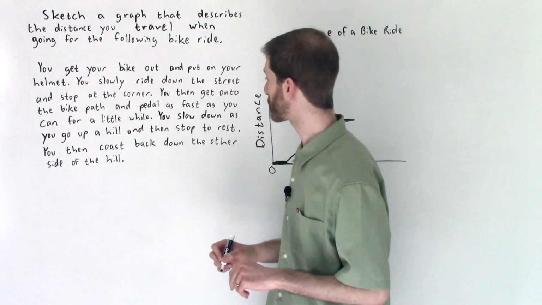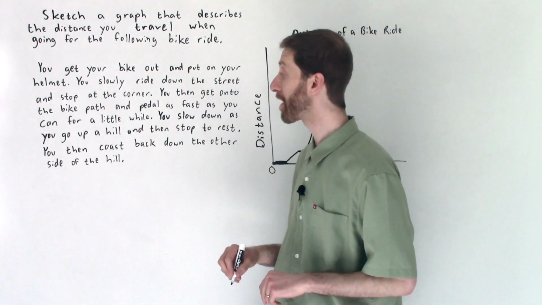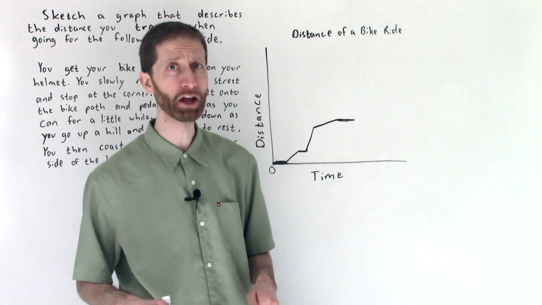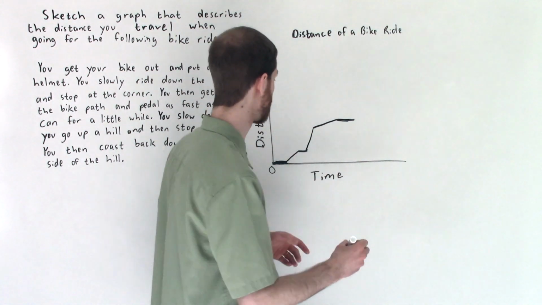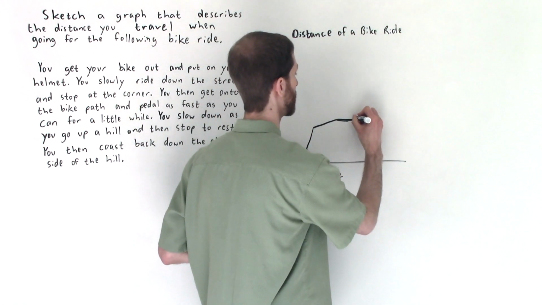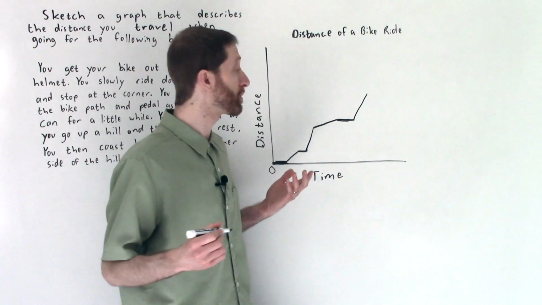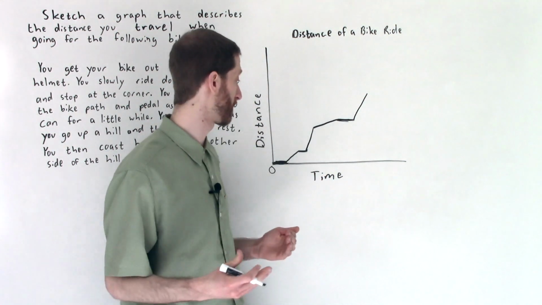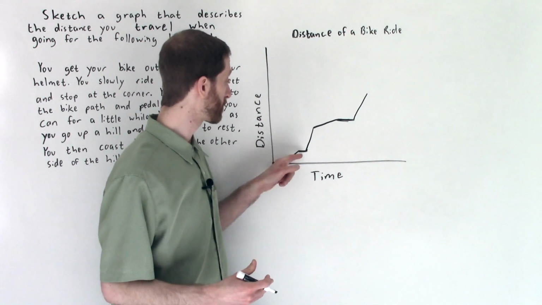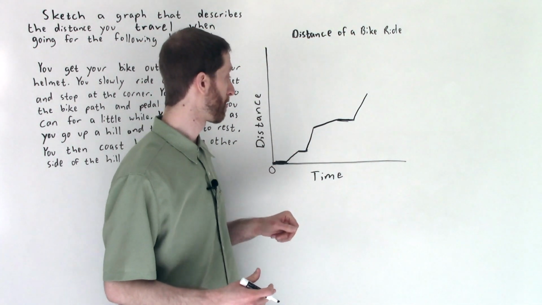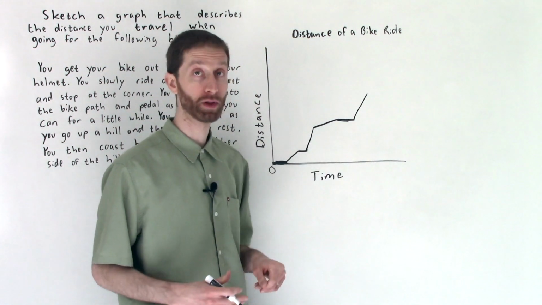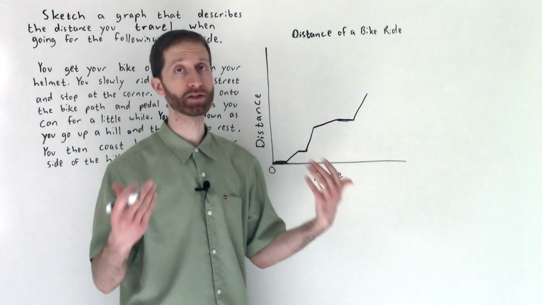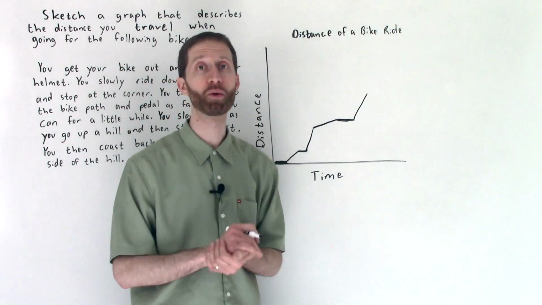Then let's keep reading the story. You then coast back down the hill on the other side, right? So if we're going to coast down a hill, we're going to go quicker and gain more distance. So again, maybe another steep line, something like that. How steep are these lines? We don't know. We really have no clue how steep these lines are. All we know is that if we're ever stopped, we should have horizontal lines. If we're going quicker, we should have steeper lines. And if we're going slower, we should have lines that are not as steep as those quicker intervals. And that's the important part.